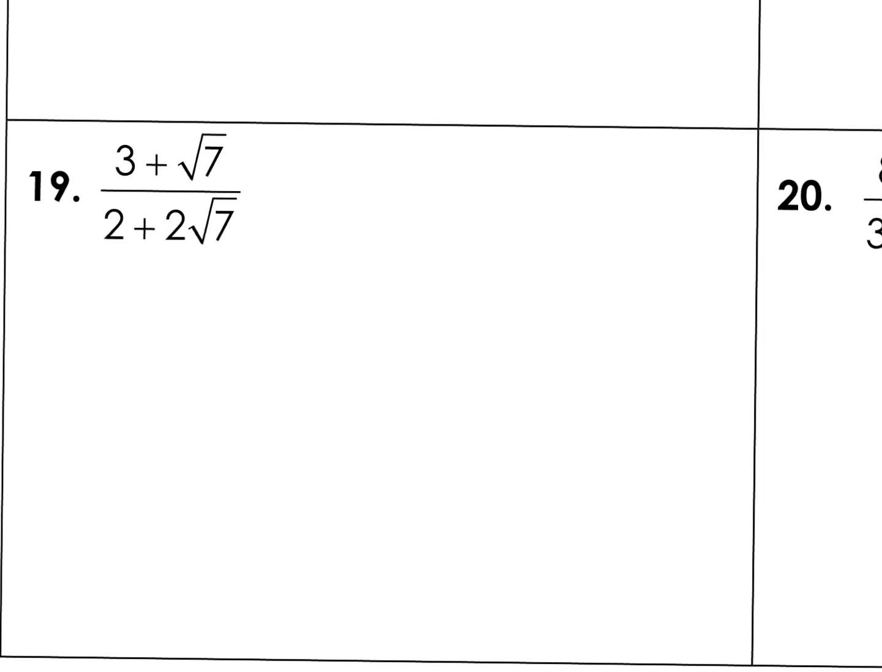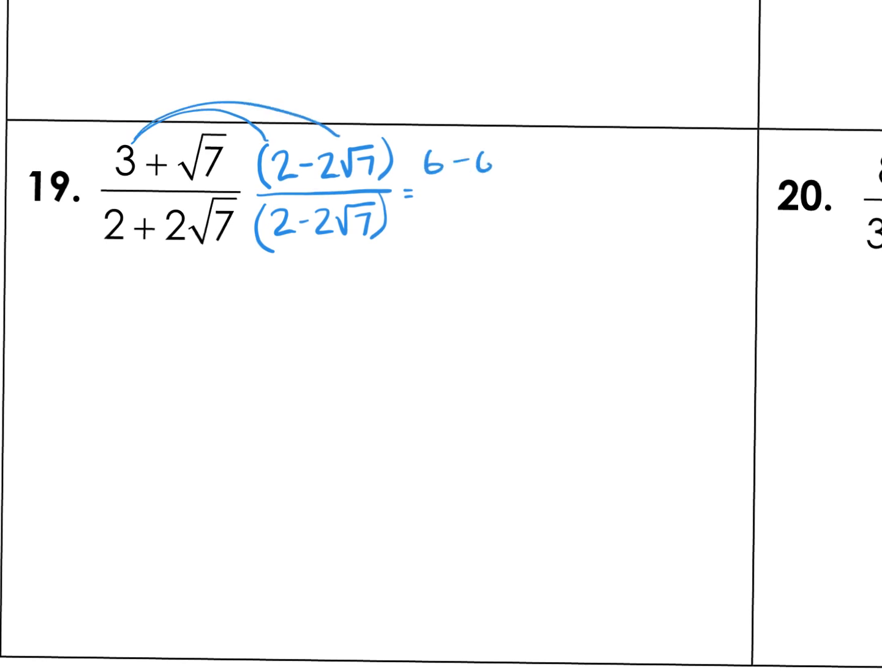These problems definitely take a little bit more time, and being neat with your work is very helpful. So I'll multiply by the conjugate both on the top and the bottom. So 3 times 2 is 6. 3 times negative 2 root 7 is negative 6 root 7.